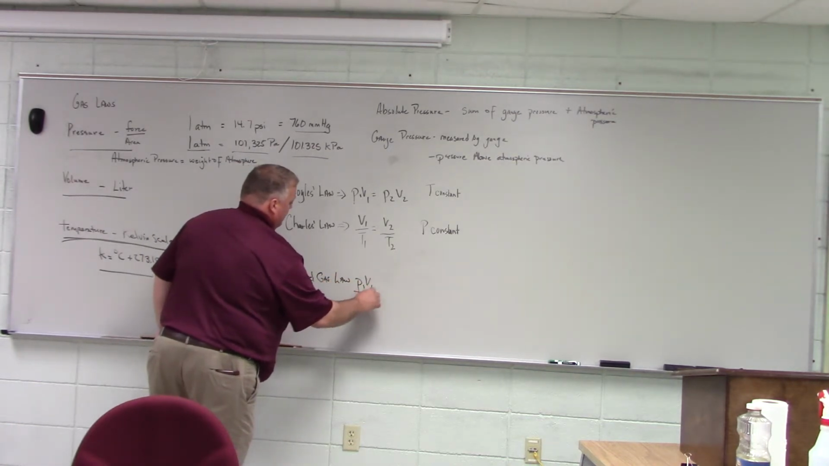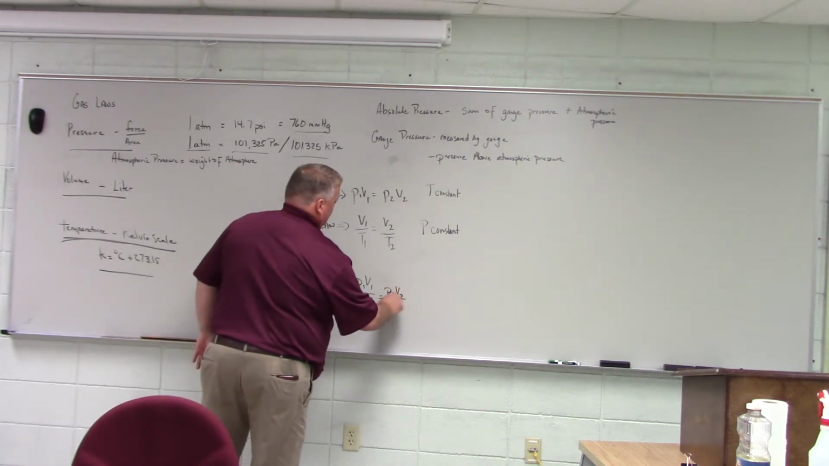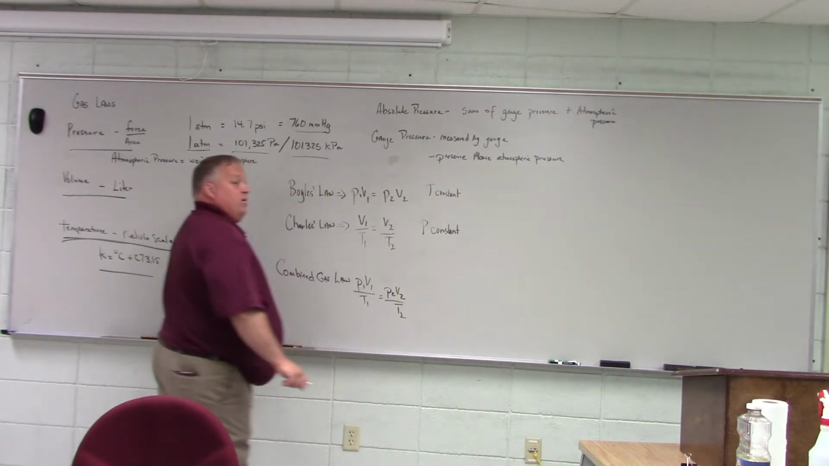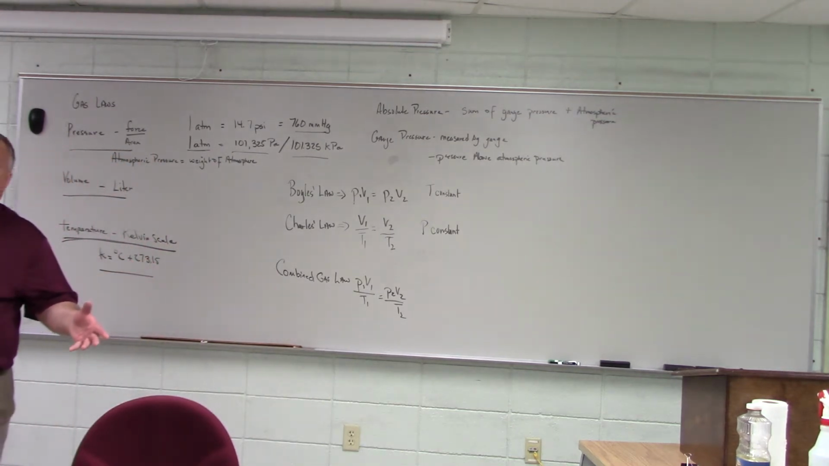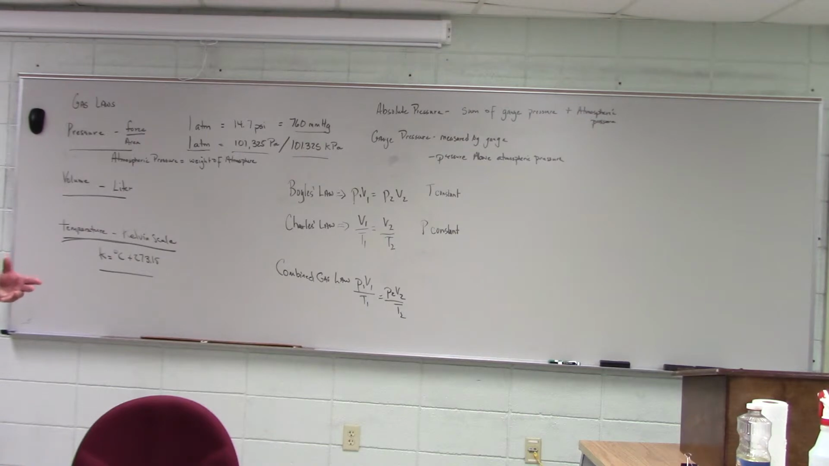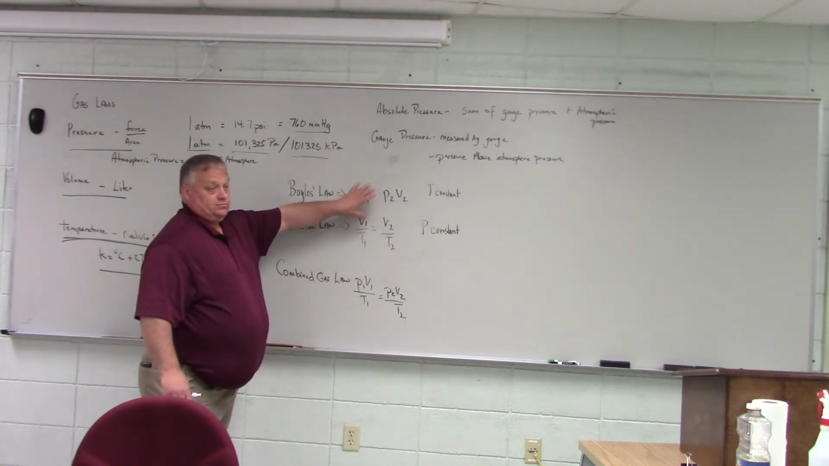P1 V1 over T1 is equal to P2 V2 over T2. We don't have to worry about anything remaining constant. Everything can change. In other words, we have 6 variables in this equation, where we only have 4 here and 4 here.